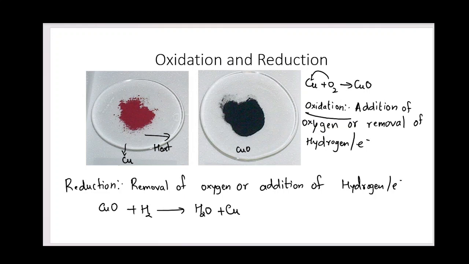Oxygen is removed. Now which one is oxidized here and which one is reduced here? This one is reduced. Oxygen is removed from here, no? So this substance is reduced. Which one? Copper oxide is reduced. Now this substance is oxidized.